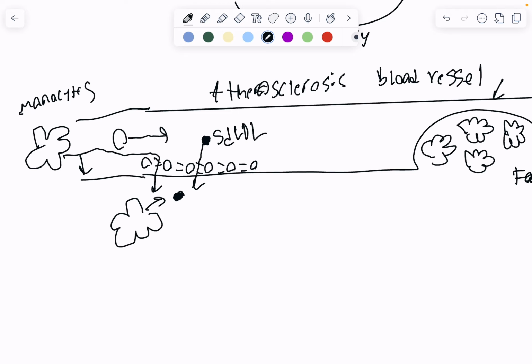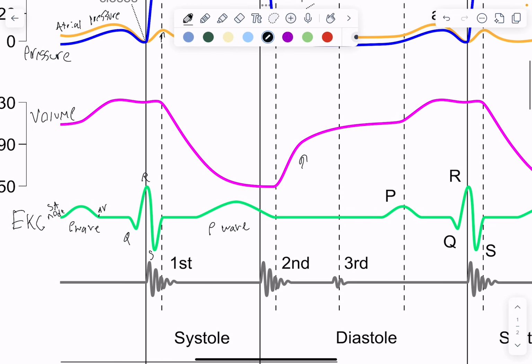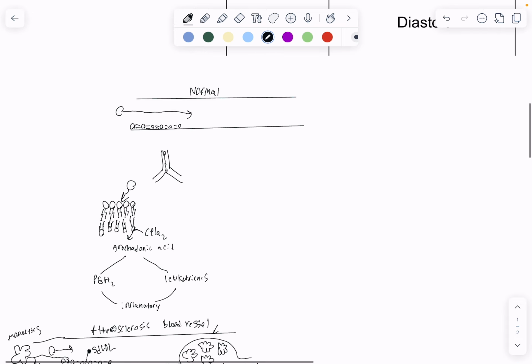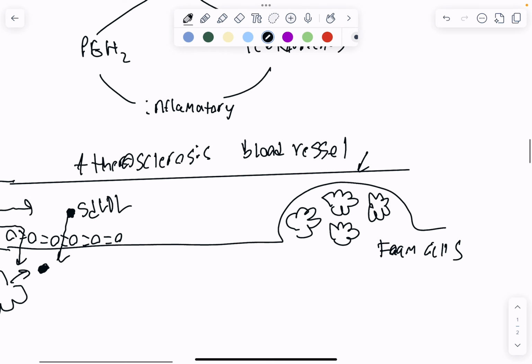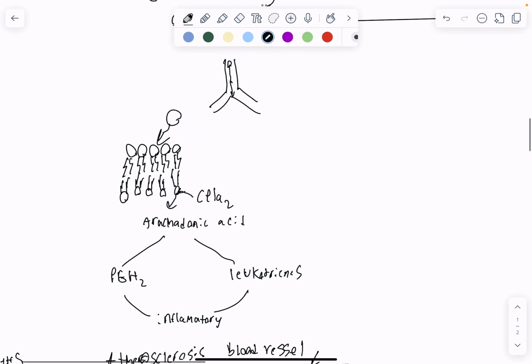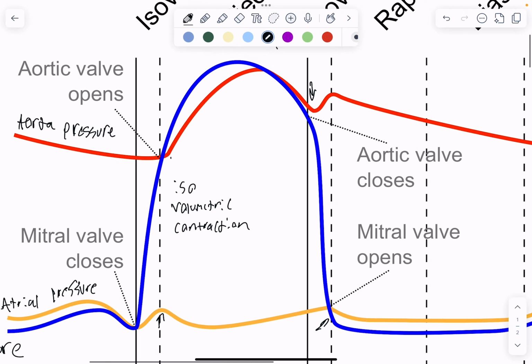Overall, if we relate this back to Wigger's diagram, we're going to predict that atherosclerosis is going to increase the afterload because it's going to increase blood pressure. If the blood can't get through this little spot right here, blood is going to pile up in the blood vessel, overall increasing blood pressure in the arteries, which will lead to hypertension, which overall is going to increase afterload.